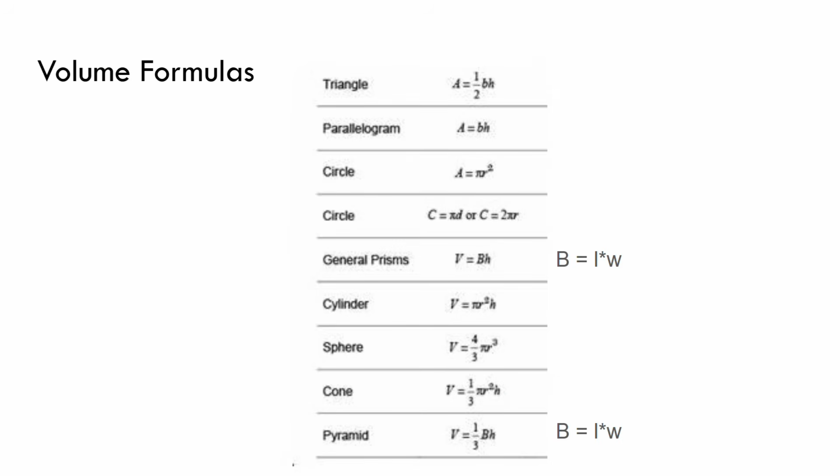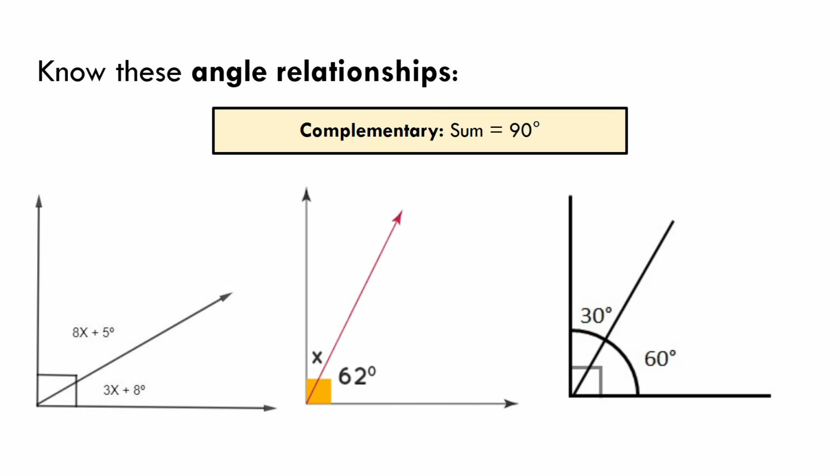So volume formulas are also something that's going to be important. Just remember for general prisms and pyramids, the uppercase B is just equal to length times width. Okay, so you have to know these following angle relationships.